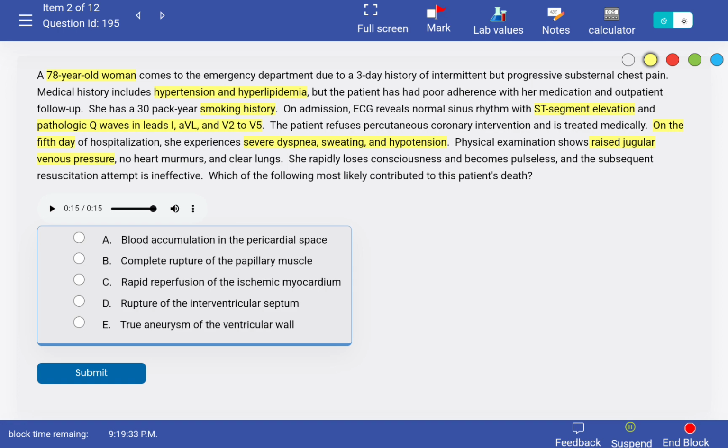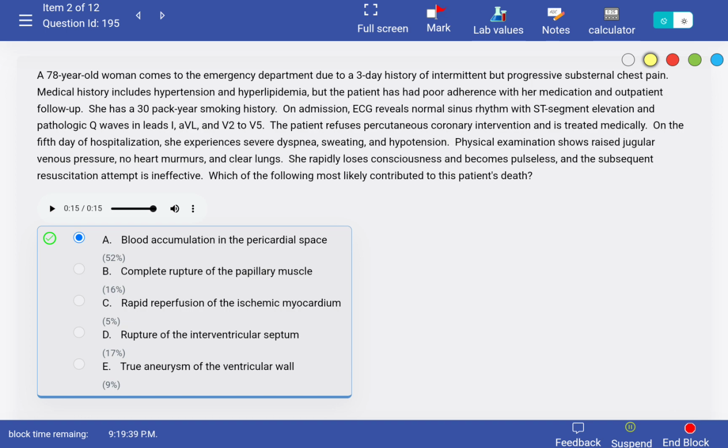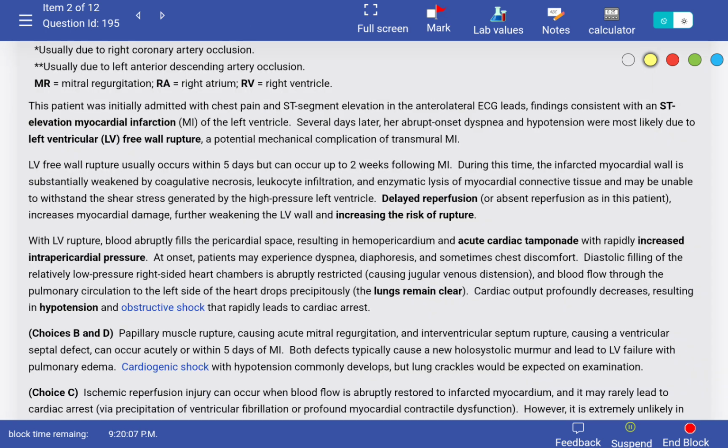So the correct answer for this question is option A. Why? Let us see the explanation. This is the case of left ventricular free wall rupture. How? Because this patient was initially admitted with chest pain and ST segment elevation in the anterolateral ECG leads, findings consistent with ST elevation MI of the left ventricle.